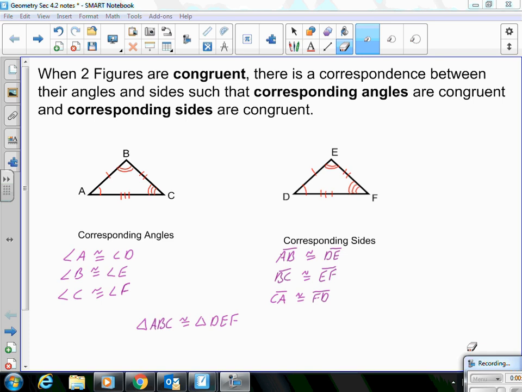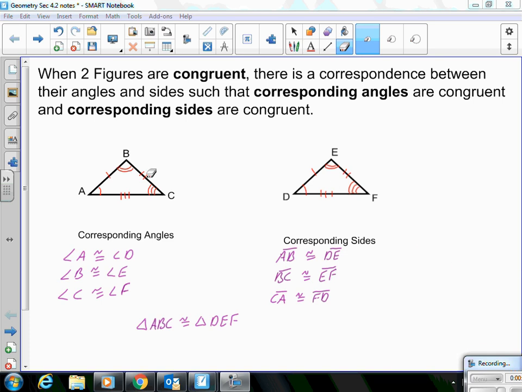To start looking at how to determine whether or not two triangles are congruent or not. All right, so when two figures are congruent, there is a correspondence between their angles and sides such that the corresponding angles are congruent and corresponding sides are congruent. So basically, if two figures are congruent, then all the things that correspond to each other in those figures should be congruent to each other. All the sides should be congruent to each other. All the corresponding angles should be congruent to each other.